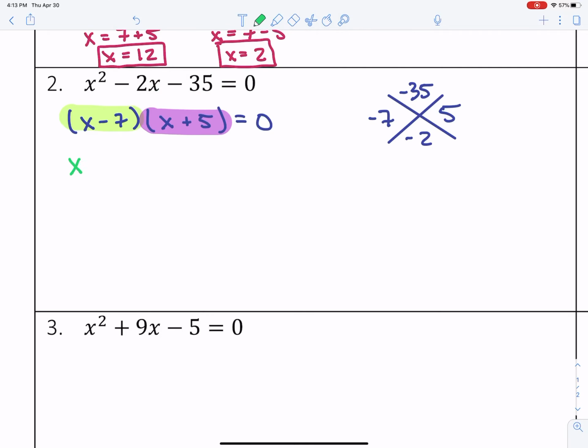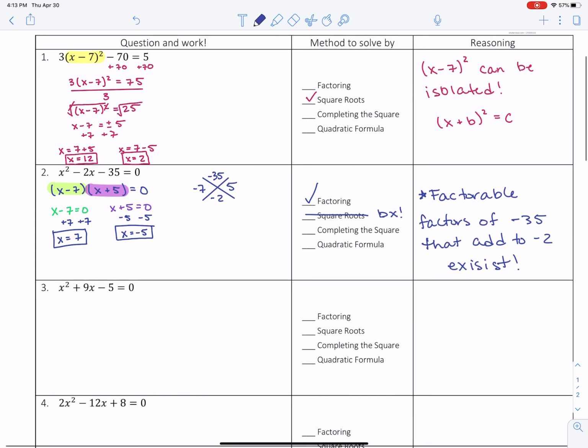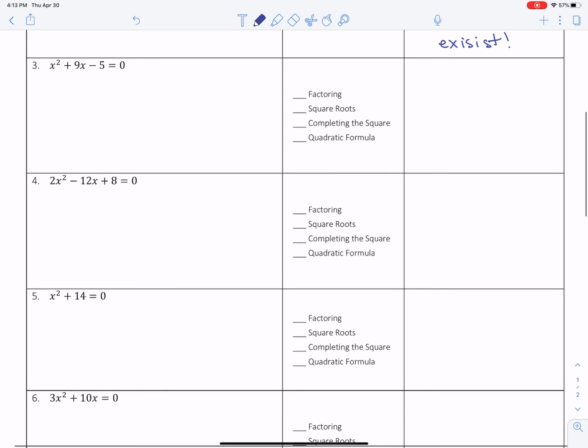So either my green factor, x minus 7 equals 0, that's one option, or the purple factor, x plus 5 equals 0. Those are my two zero product properties. Then from there, you can solve both of these linear factors. So x is equal to 7, there's one of them, and x is equal to negative 5, my other answer. We love the factoring ones because they go pretty quickly in terms of solving. Let's move down to example number 3 here.